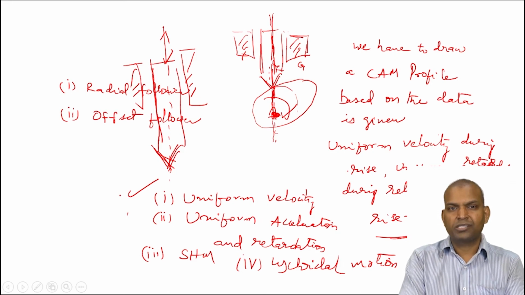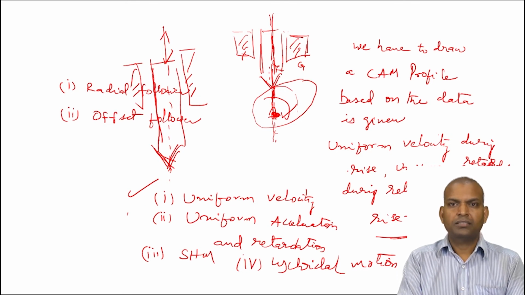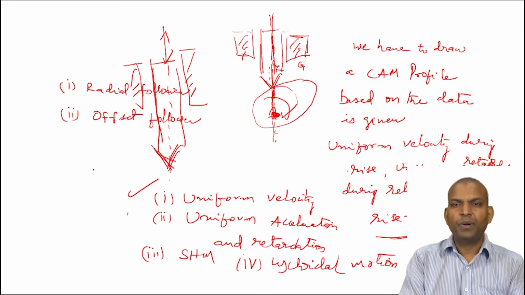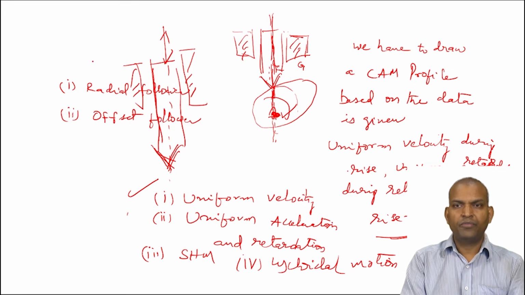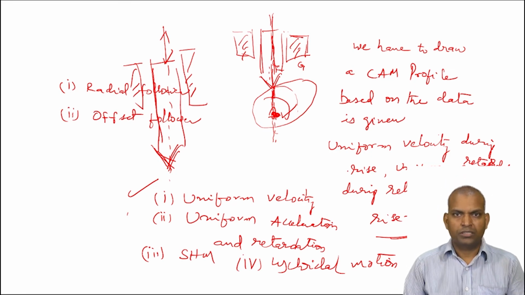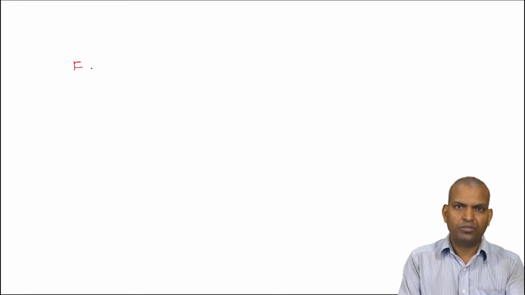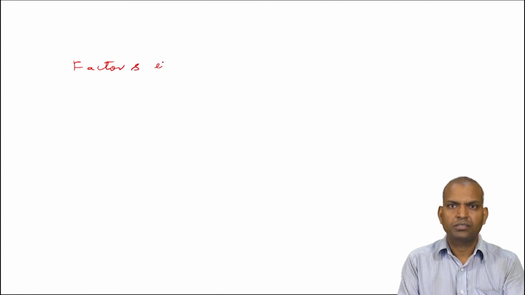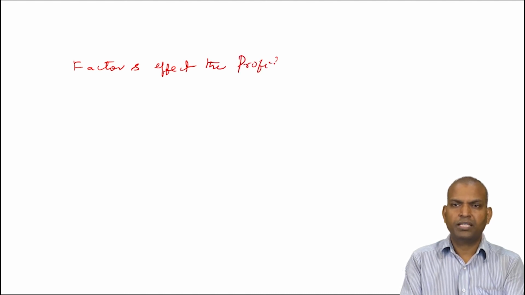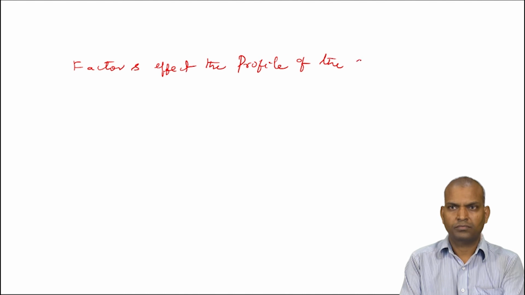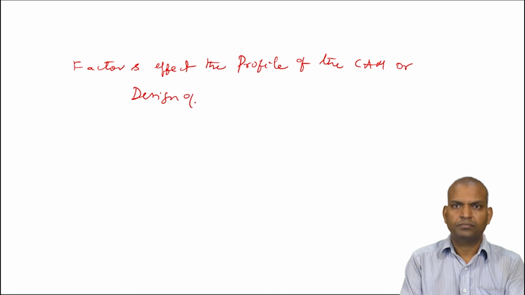So what are the factors that affect the cam profile? Factor number one: the type of the cam and the type of the follower. These are the factors that affect the profile or design of the cam.